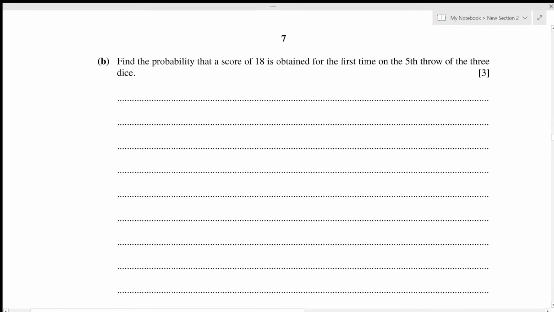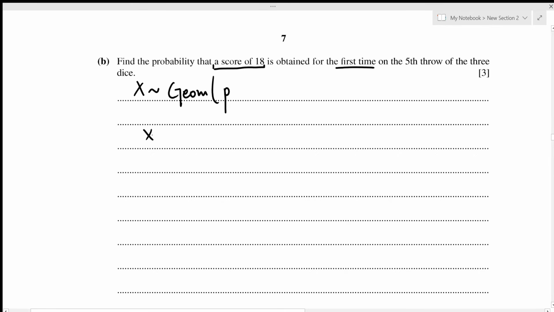For the second part, we need to find the probability that a score of 18 is obtained for the first time on the fifth throw of the three dice. So this is going to be a geometric distribution, right? Geometric distribution has the parameter p. So this p will be the probability of a score of 18. So we need to figure that out first.